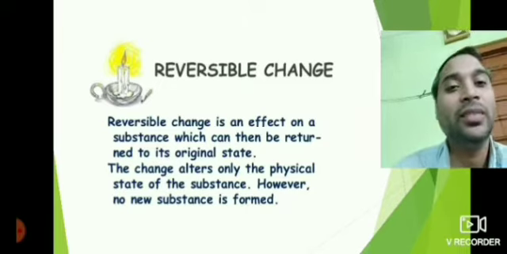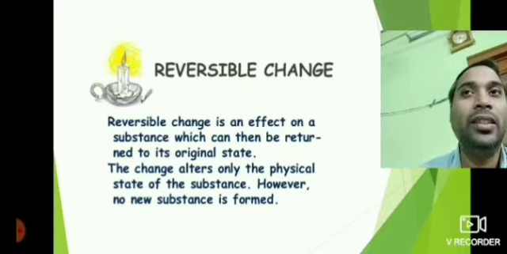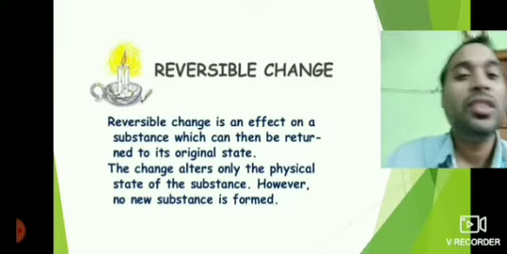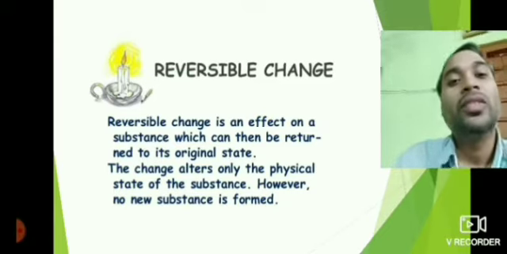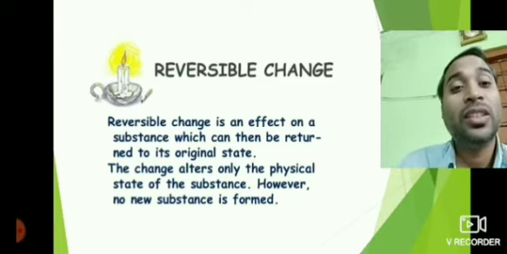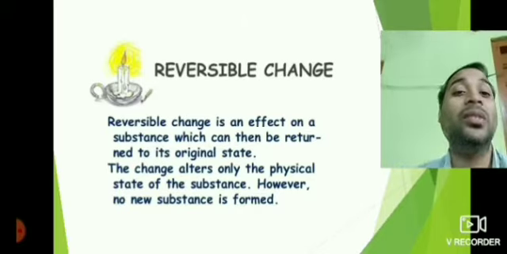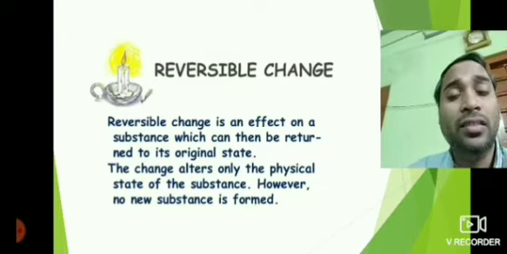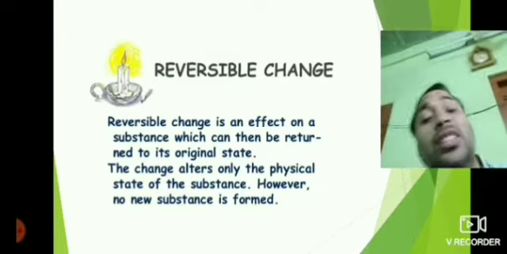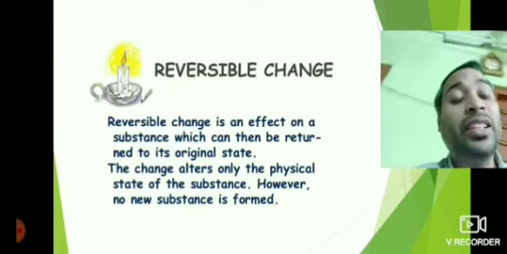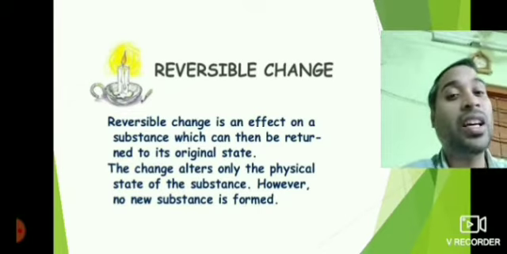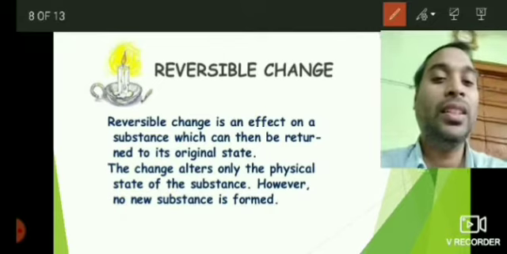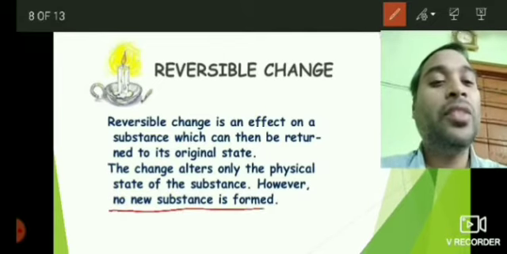Then what is reversible change? Now reverse means what? Anything that can be brought back to its original state or original condition. So reversible change is an effect on substance which can then be returned to its original state. So anything that can be returned to its original state is called what? A change in which a substance is brought back to its original state is called reversible change. So the change alters only the physical state of the substance. However, no new substance is formed. Now this is an important point. Please underline this. No new substances form in case of reversible change.